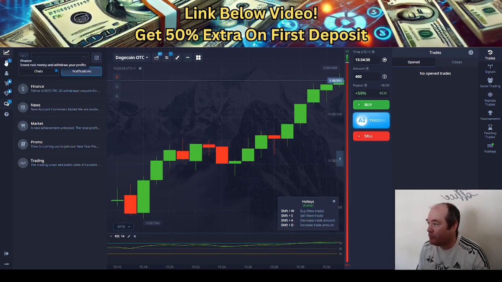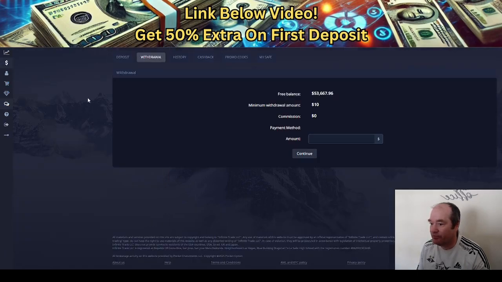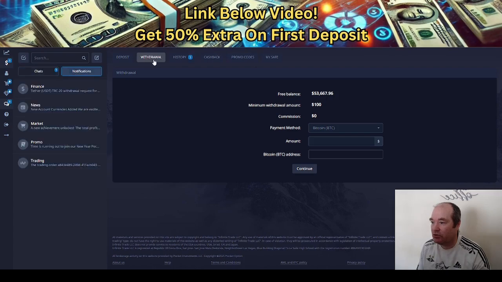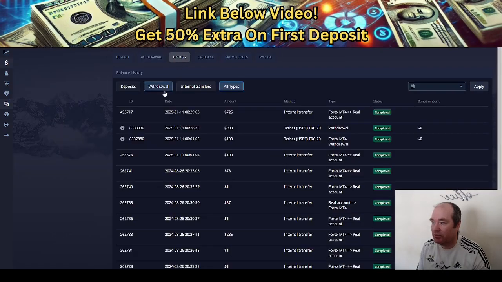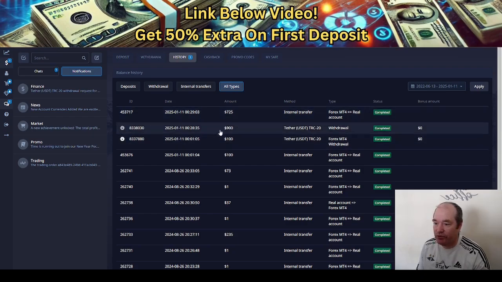So let's go over here. I just withdrew some money. So let's see. Here you can see I withdrew these two yesterday and they're completed, and they were completed in just minutes. Because if you withdraw less than $2,000, in this case around 900.